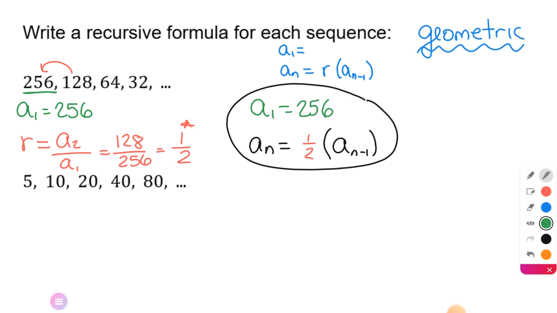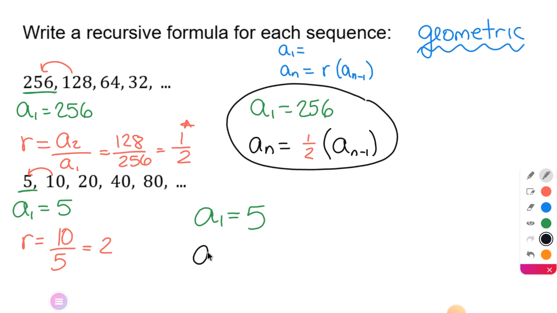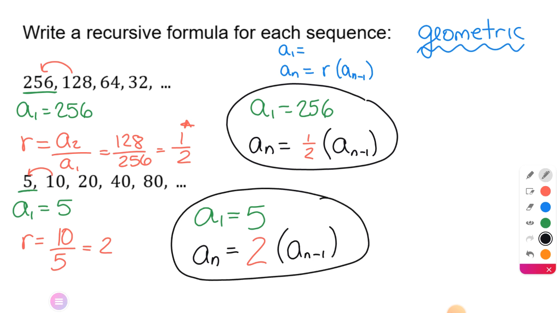All right, let's do the same thing for the second example. I need my first term. The first thing in my list, my first term is 5. To find my common ratio, I take the second term, 10, divided by the first term, 5. 10 divided by 5 is 2. The recursive formula says a sub 1 equals 5. a sub n equals ratio 2 times a sub n minus 1. There's my recursive formula again.